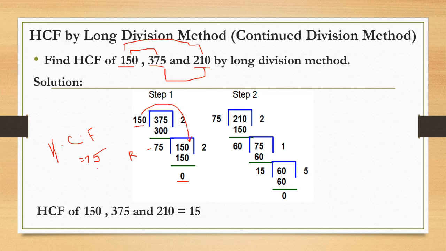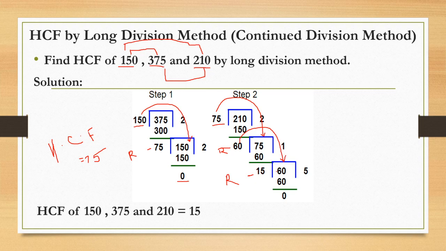Now whatever HCF we got, we are going to divide our next number by that HCF. So we are dividing this 210 by 75, that is the HCF of these two numbers. Now in table of 75 at 2 times we got 150, and this is our remainder. Now this remainder becomes our divisor, and this divisor becomes our dividend. Now in table of 60, one time we got 60, after subtraction we got 15 as our remainder, so this remainder becomes our divisor, and this divisor becomes our dividend.